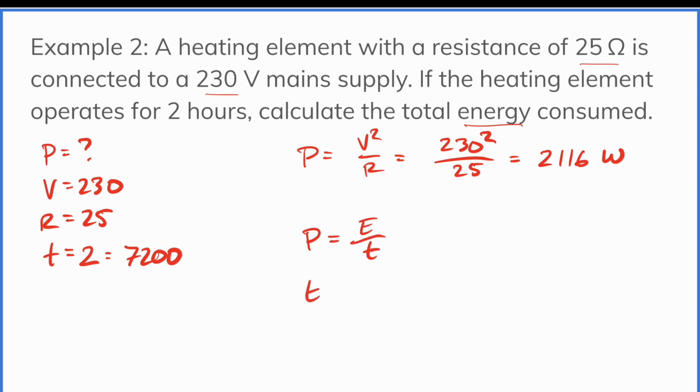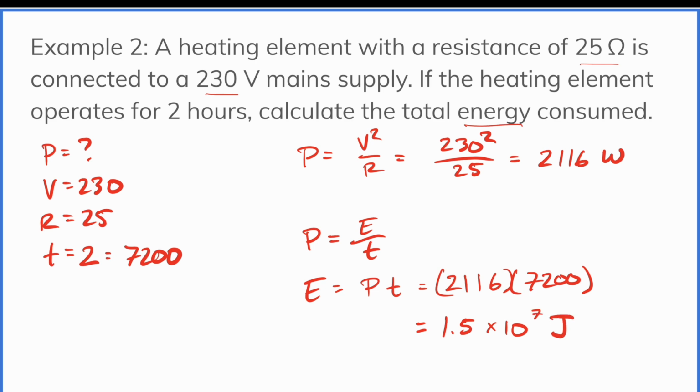And power is defined as the change in energy per unit time. So the energy consumed by this heating element will be the power times the time, which is going to be 2,116 watts multiplied by 7,200 seconds, and that gives us an energy of 1.5 times 10 to the 7 joules. So that's the amount of energy consumed in 2 hours.